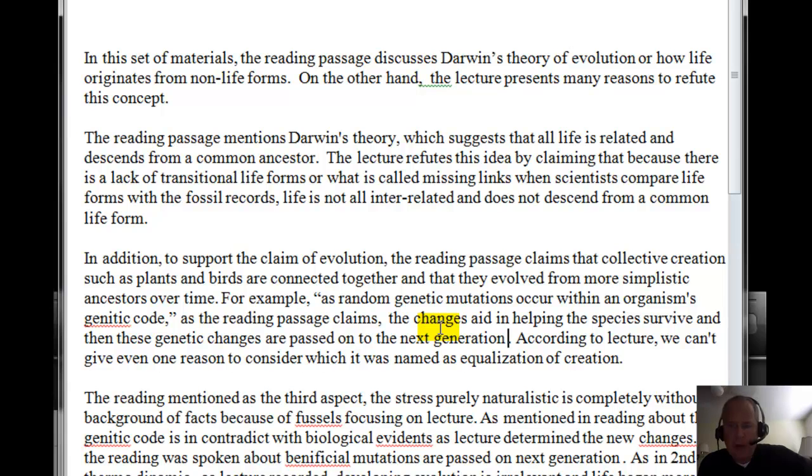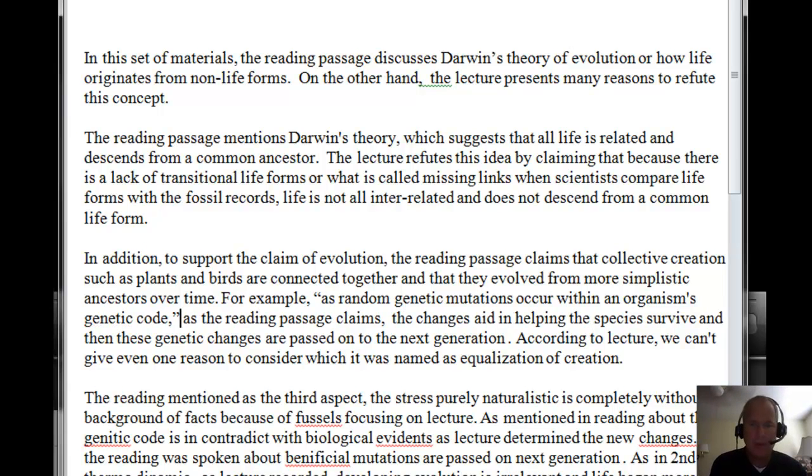Okay, so let's look at what we have so far. In addition, to support the claim of evolution, the reading passage claims that collective creations such as plants and birds are connected together and that they evolved from more simplistic ancestors over time. For example, as random genetic mutations occur within an organism's genetic code, as the reading passage claims, the changes aid in helping the species survive, and then these genetic changes are passed on to the next generation. Now the lecture refutes this.